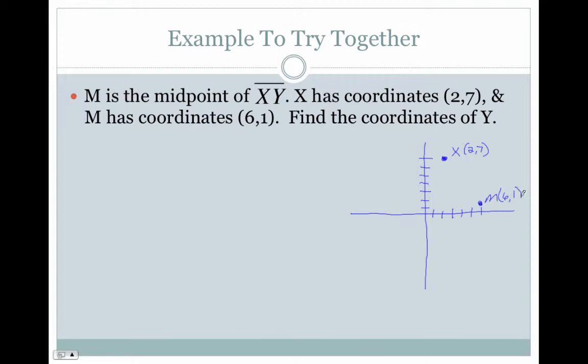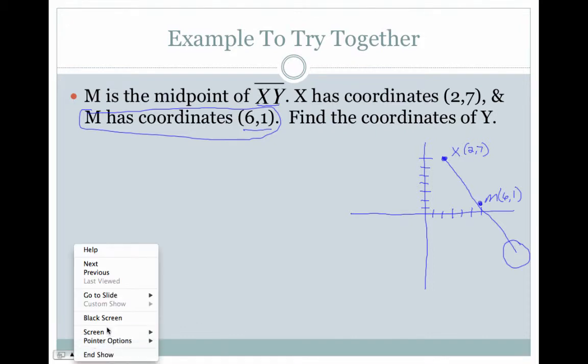Now, most kids would jump right on this and do the midpoint formula. The problem is, this is the midpoint right here, so I can't really use the midpoint formula. That won't work. If y is at the other end of the segment, so if I draw a segment, y would have to be down in this area. So how can I find that? I'm going to show you a really easy way to find it on a graph.